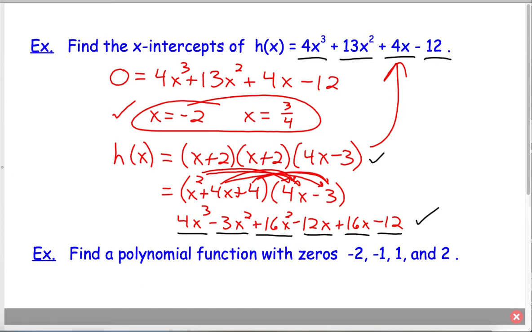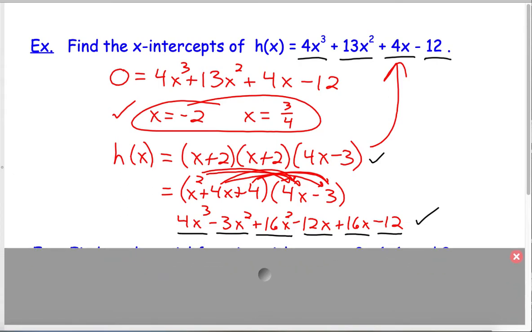So when we have a factor occur more than once, we say that in this case x equals negative 2 is a zero or an x-intercept of multiplicity 2. Okay, if it occurred 3 times, if we had a higher polynomial and we had factored to x plus 2, x plus 2, x plus 2, then we would have x equals negative 2 as a root of multiplicity 3, etc. And it turns out when that multiplicity is an even number, on the graph it'll bounce off the x-axis, it won't go through it.